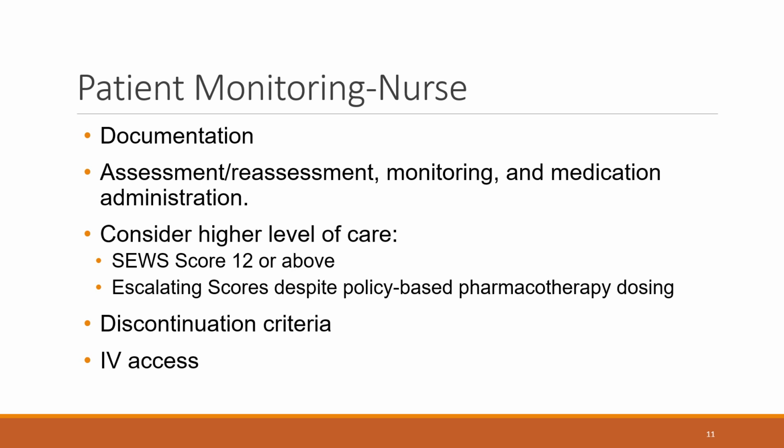The goal RAS score will be 0 to 2, and this should be reflected in the provider orders. Patients that have a SOS score of 12 or above, or escalating scores despite the policy-based pharmacotherapy dosing, should be considered for a higher level of care. The patient will be monitored using the SOS score every 4 hours for 24 hours, and then every 8 hours as long as they are scoring 6 or below. This monitoring will continue for up to 72 hours from admission, or at minimum 48 hours from the last PRN pharmacotherapy dose. Maintaining IV access at all times for patients who have IV PRN medications ordered is important.